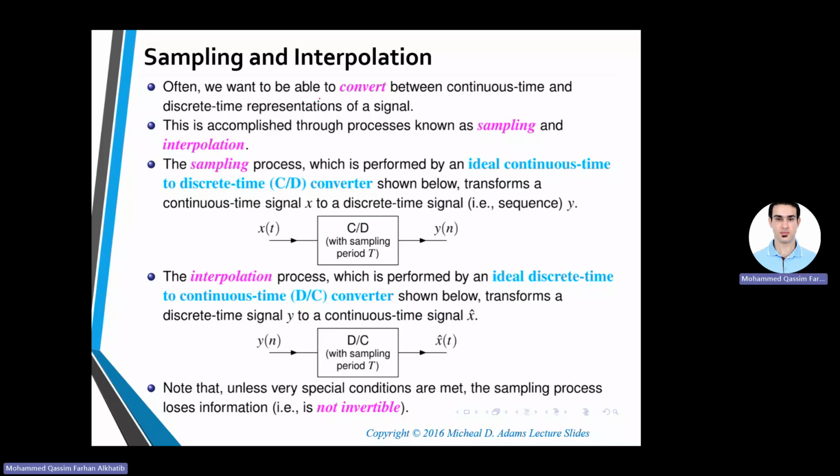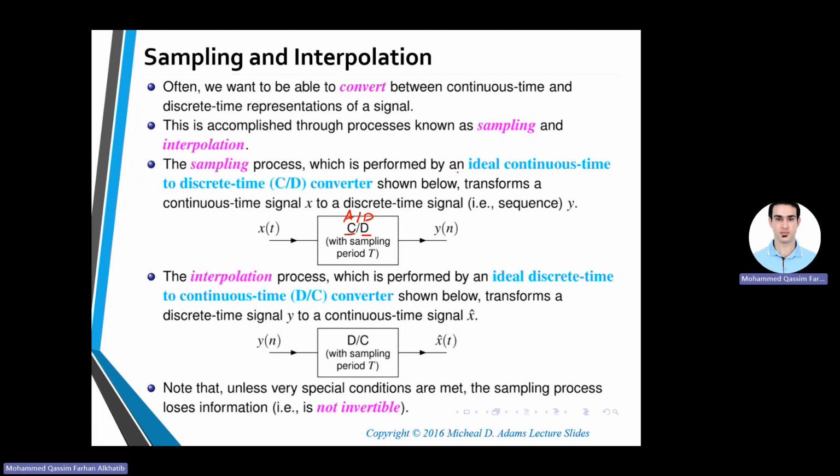If we want to convert between continuous and discrete time, that's a very common request. Usually signals in real life are all analog or continuous, and we want to convert them into digital, because computers understand discrete values. So we have what we call a continuous to discrete converter, or in some cases an analog to digital converter. That's the same thing: analog is continuous, discrete is digital. This process is what we call sampling.